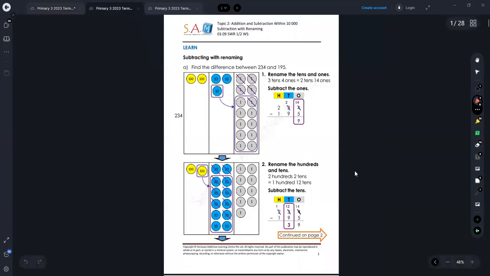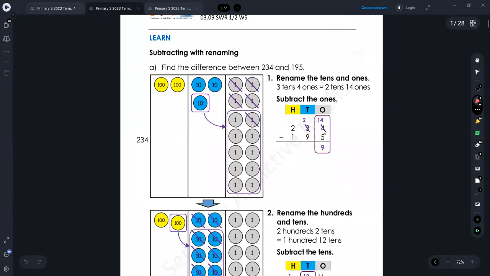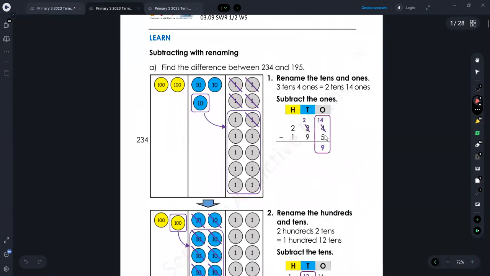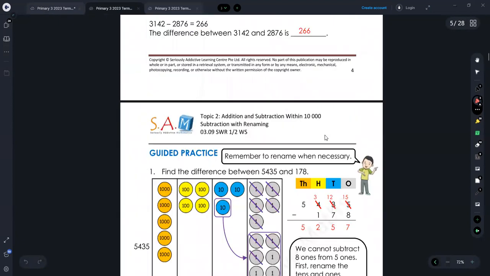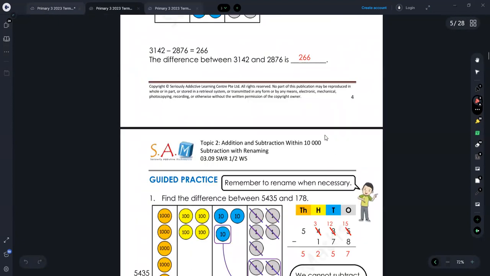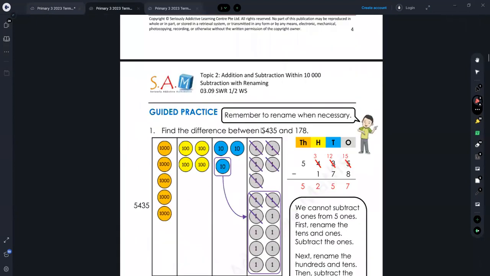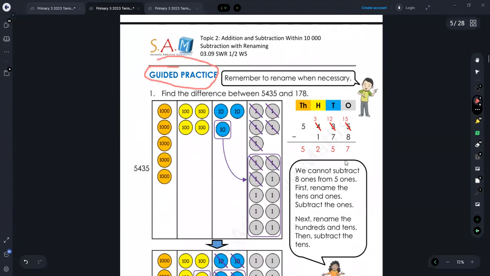Okay, then we move on to subtraction with renaming. So this requires a bit of teaching, but because they are in primary 3, they have learned renaming before. There shouldn't be an issue. You can use one question, perhaps just skip to one of the guided practice here and just show them how to do this. Just skip to page 5, and then teach them how to do this.